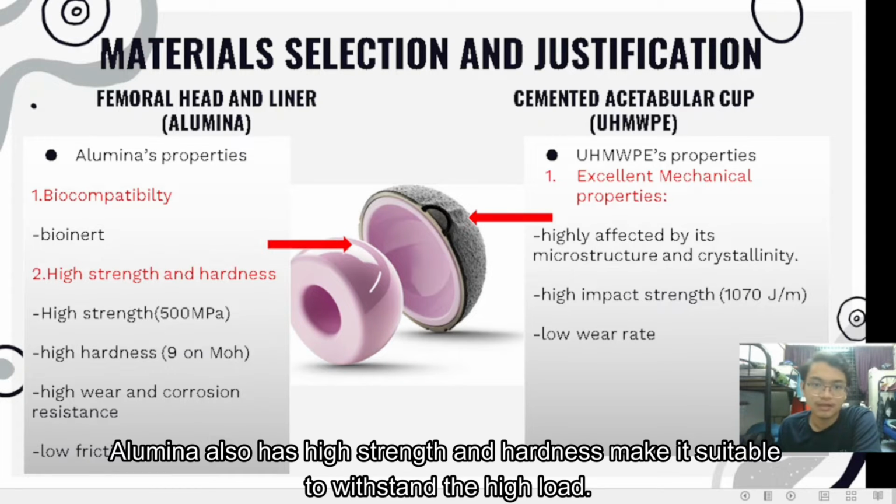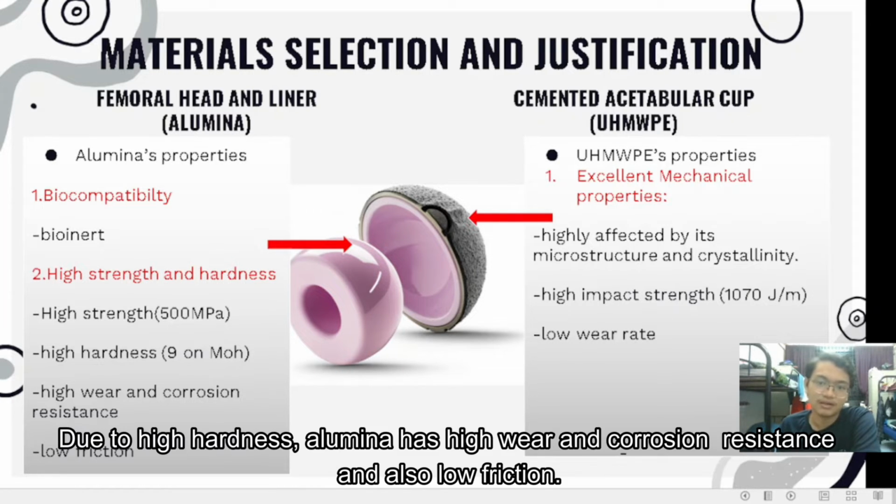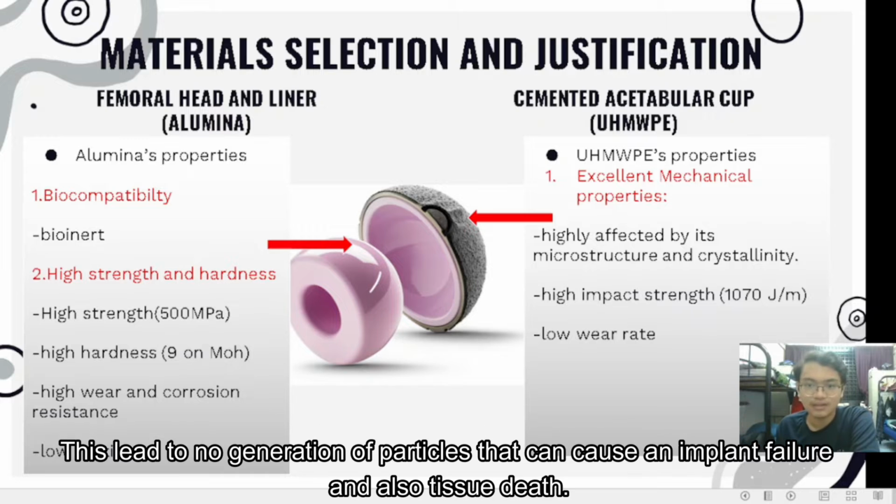Alumina also has high strength and hardness, making it suitable to withstand high loads. The strength of alumina is 500 megapascals and 9 on the Mohs scale of hardness. Due to high hardness, alumina has high wear and corrosion resistance and also low friction. This leads to no generation of particles that can cause implant failure and also tissue death.